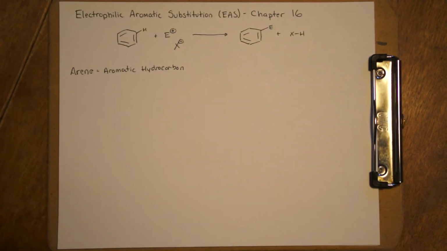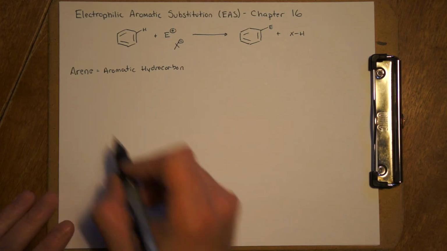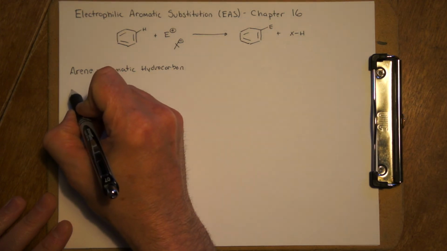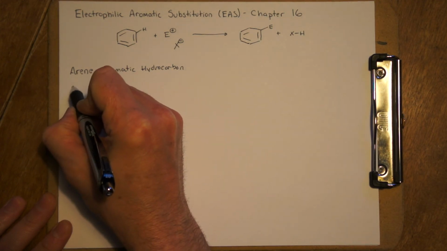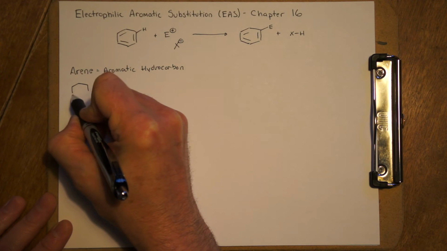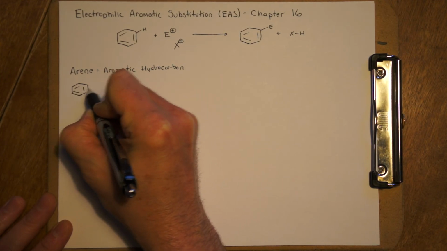So that aromatic hydrocarbon, that could be a ring of any size, really. We're going to focus on the six-membered rings and the substituted benzenes in this chapter. A couple of molecules that I think are important to know the structure and name of are going to come up again and again. Obviously, benzene is one.